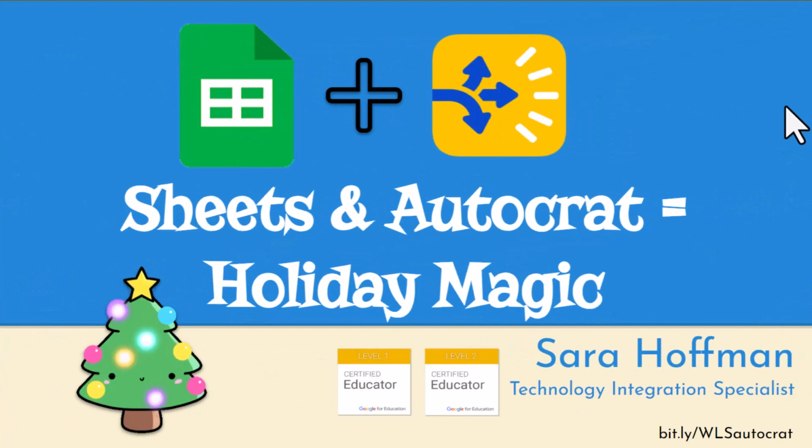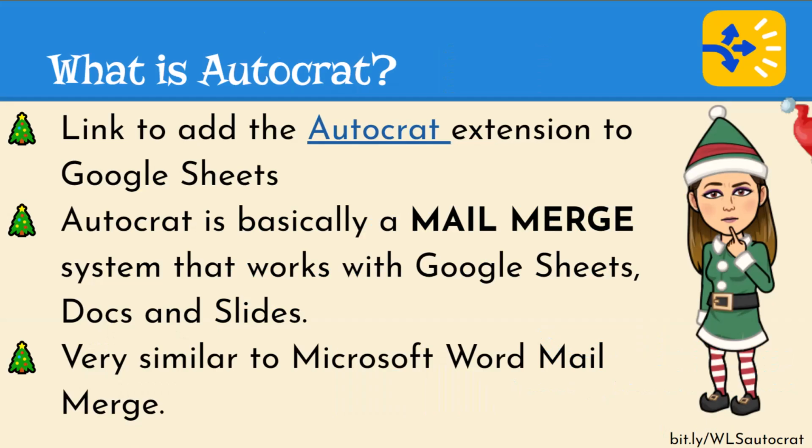In today's Techmas tip, I'm going to share with you a Google Sheets extension called Autocrat. So what is Autocrat? Autocrat is an extension for Google Sheets. If you work at Washington Local, you already have it. It's already added to your Google Sheets program. If you do not work at Washington Local, in the video notes below, you will see the link to Autocrat to install it on your computer.